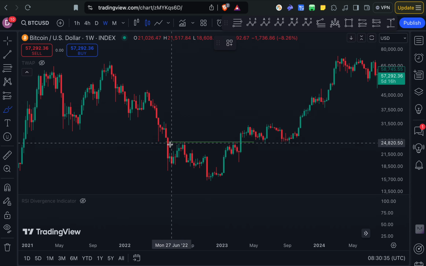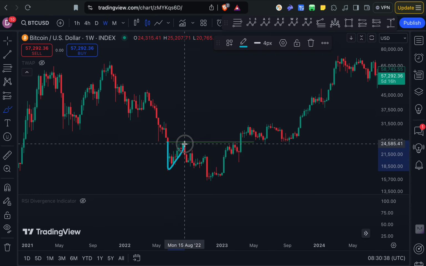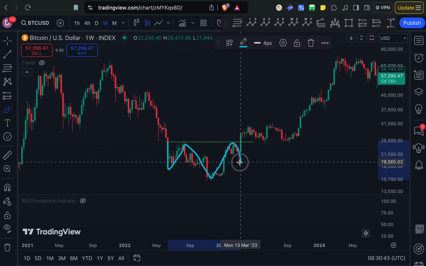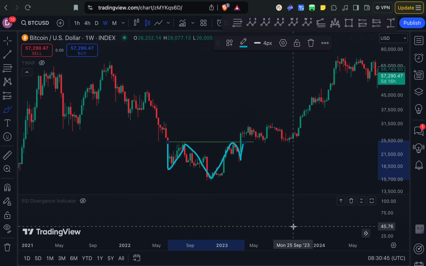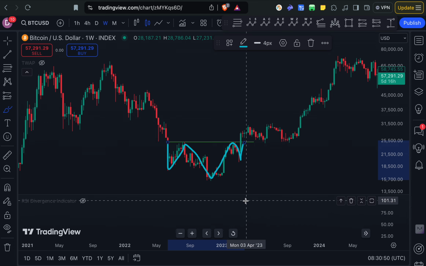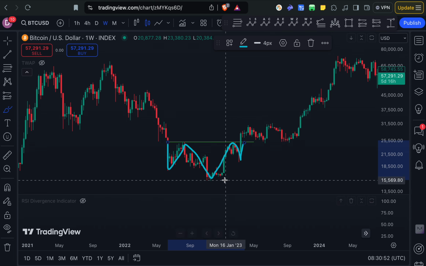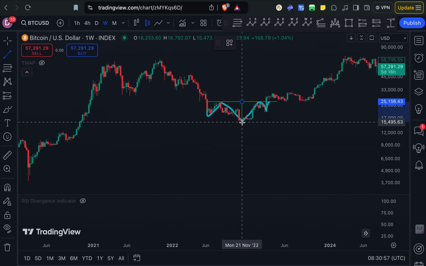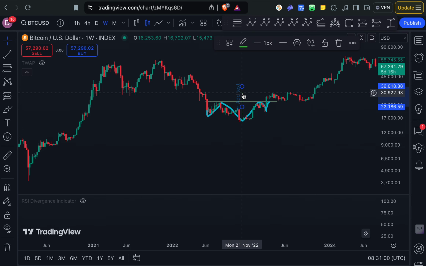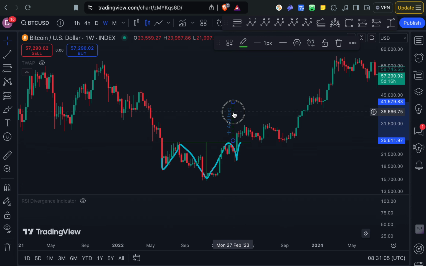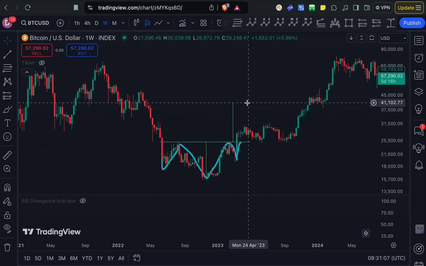So let me draw it for you. Left shoulder, neckline, head, neckline, head, right shoulder, and neckline again. So this was an ugly inverse head and shoulders, but it was still an inverse head and shoulders. And here we got the price target of roughly $40,000. So let me put it here, a little bit more to the down. Right, so this was giving us $40,500.